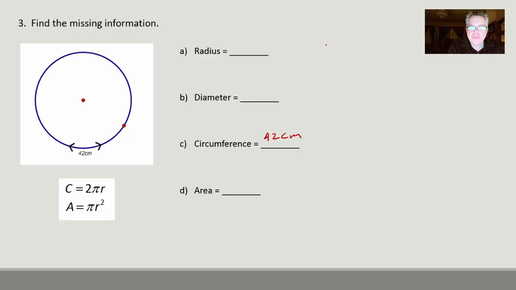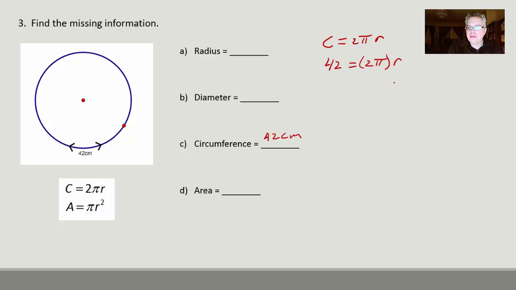So let's write down the formula for circumference. Circumference is 2 pi r. If we fill in what we have, 42 equals 2 pi times the radius. 2 pi is just a number, okay? And we can just divide by it. In order to solve for r, we can divide by 2 pi.